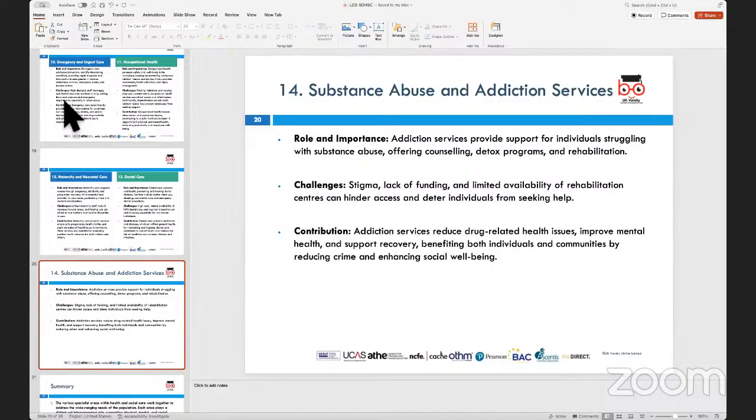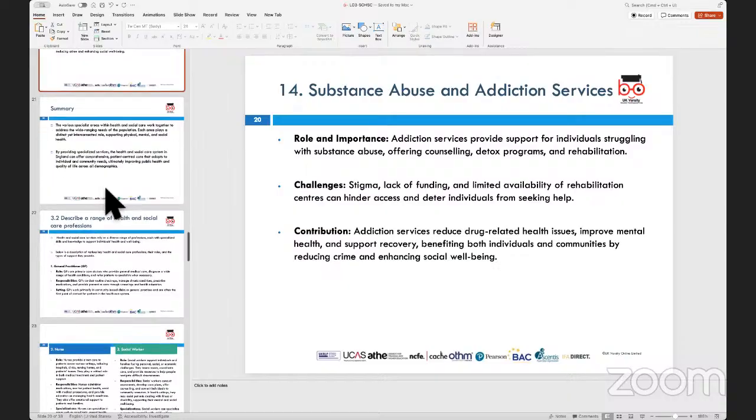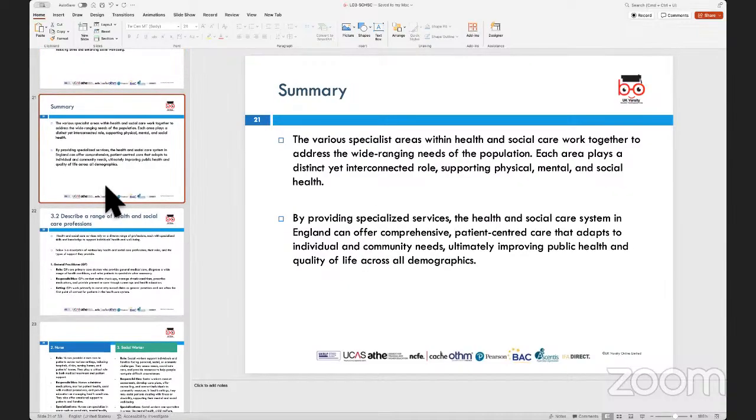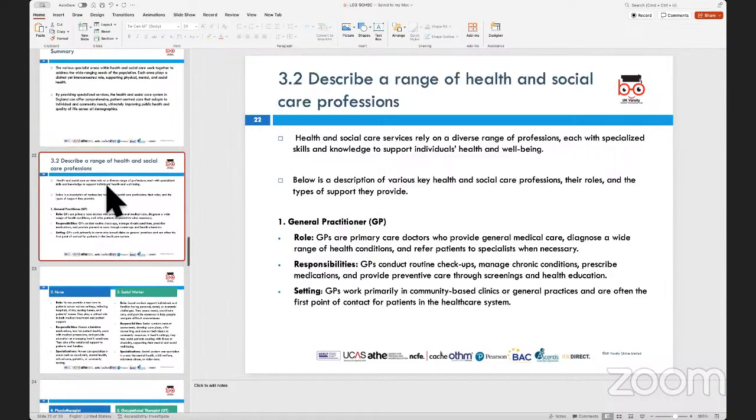Because analysis is all about building arguments. So you have to look at challenges, you have to look at responsibility, their contribution towards it, and that would help you cover this particular assessment criteria. So any questions on this?